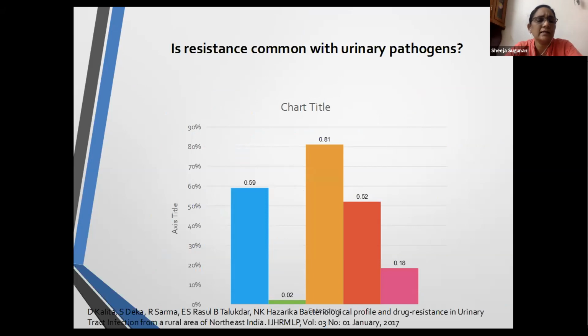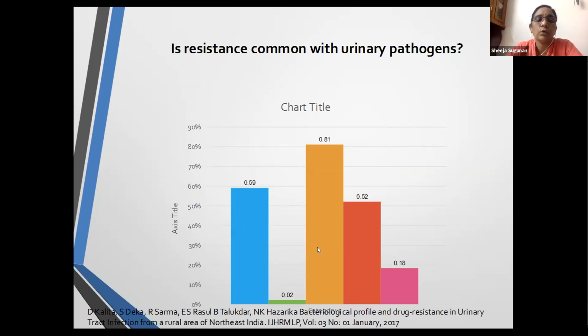So this particular study, in fact, is from the Northeast, where you can see that the resistance to ceftriaxone is very, very low, just 2%. Whereas the next study is from South India, and you can see the resistance is quite high. It is close to 50%. So there is a regional variation, and we need to be aware of that.